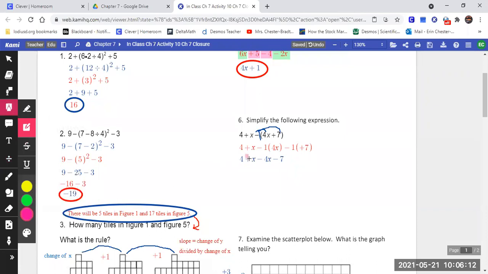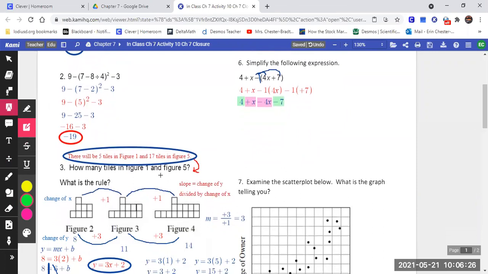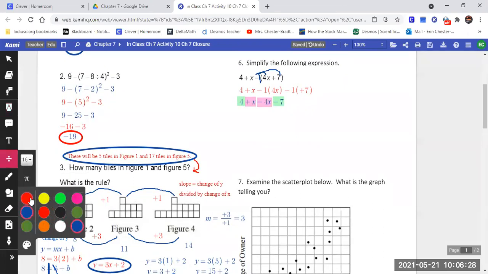Color code the matching pieces. My x's together, including their sign. My numbers together, including their sign. Because we know the same colors get pulled together using our rules. So this is saying a positive x with a negative 4x. What would happen if we do that? A positive x with a negative 4x. What would we have if we do that? Yep, negative 3x, exactly.